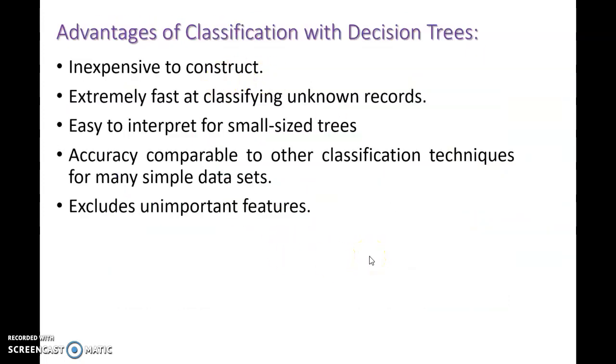What are the advantages of classification with decision trees? Inexpensive to construct, extremely fast at classifying unknown records, easy to interpret for small-sized trees, and accuracy comparable to other classification techniques for many simple data sets.